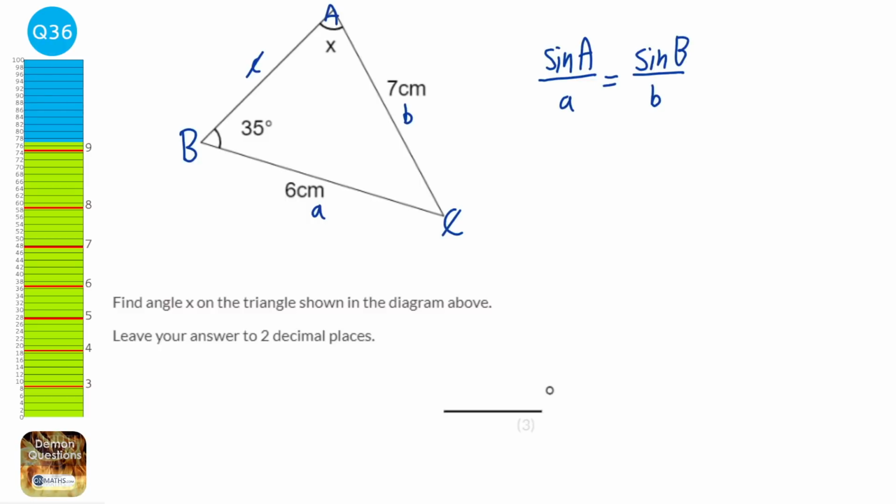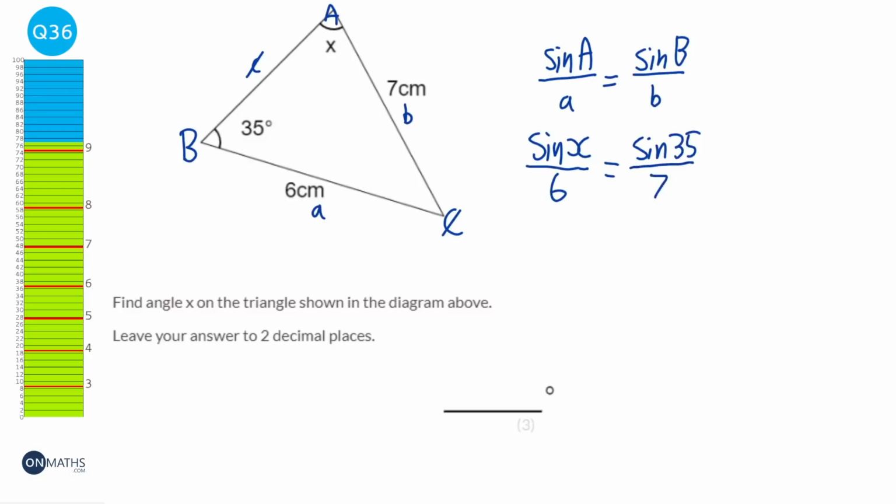Okay, so we're going to fill this in. So sine x, shouldn't it be, over lowercase a which is 6, equals sine B, the angle is 35, over lowercase b, which is 7. Okay, we're going to work out what the right hand side is. So that's going to be 0.081 and so on.